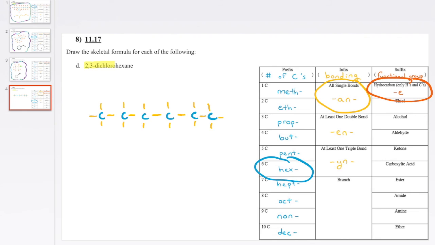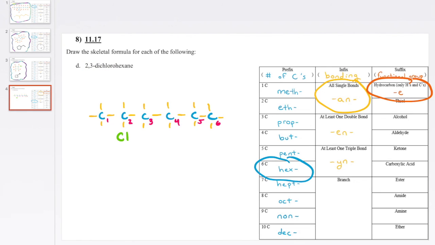The first thing you see here is a 2 and a 3, and that's telling you where the branches go. So in order to put those in the right place, we have to number our chain. Since we're creating it, we can number it however we want. I'm going to number it left to right: 1, 2, 3, 4, 5, 6. Okay, off of carbon 2, I'm going to have a chlorine. So I'll put that here. You could have written it on top. It wouldn't have made a difference.